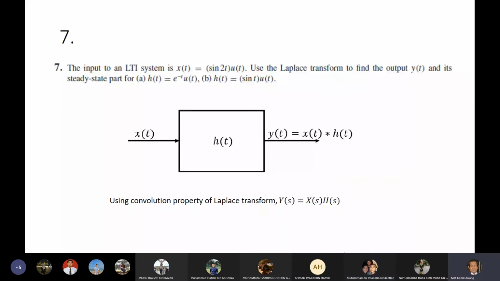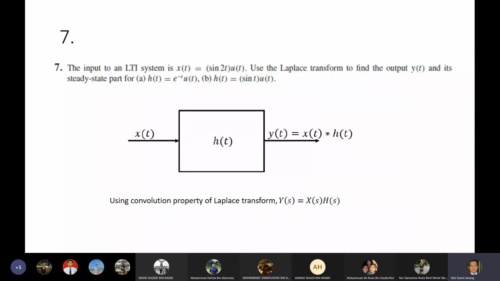The input to an LTI system is x of t equal to sine 2t u of t. Use the Laplace transform to find the output y of t and its steady state part for part a, h of t equal to e to the minus t u of t, and part b, h of t equal to sine t u of t. So basically this is what the question means through this drawing.